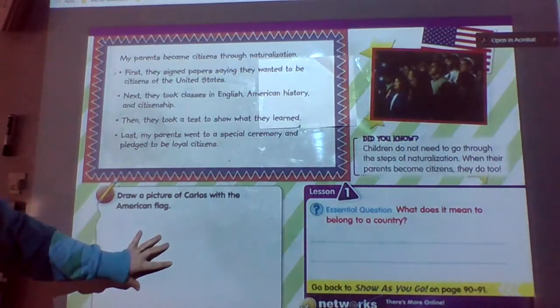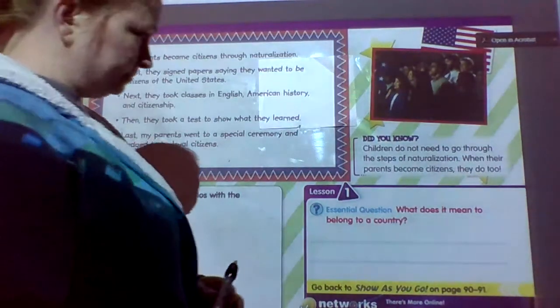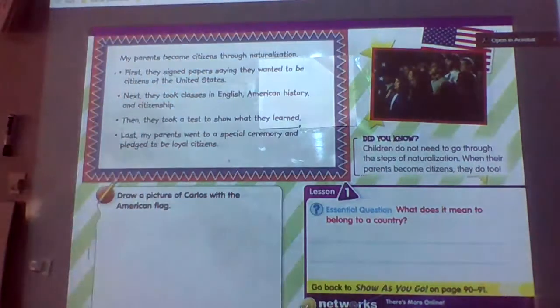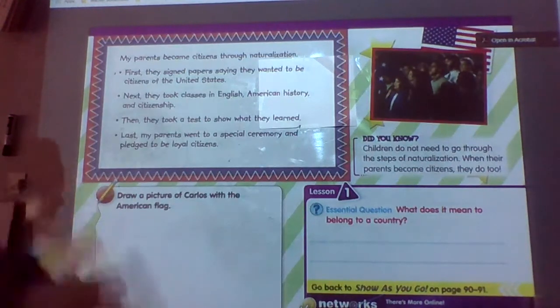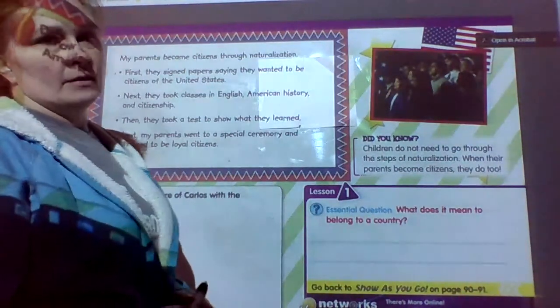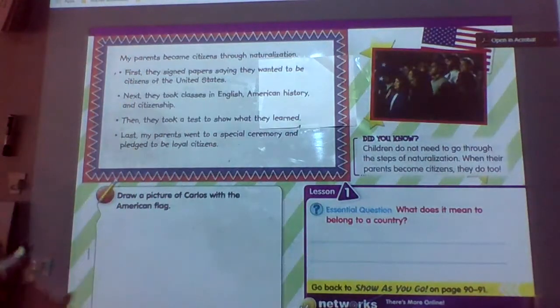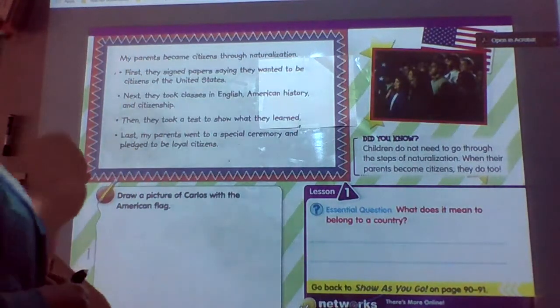Down here, you're supposed to draw a picture of Carlos with the American flag. And it says children do not need to go through the steps of naturalization. When their parents become citizens, they do too. Okay? Down here, what does it mean to belong to a country? You're a citizen. You belong.